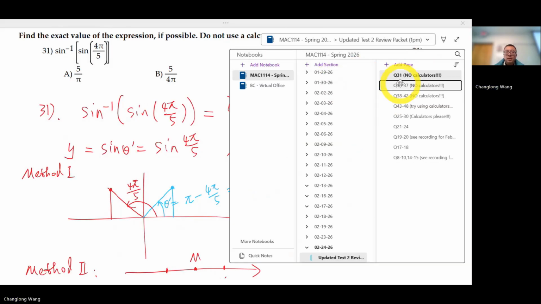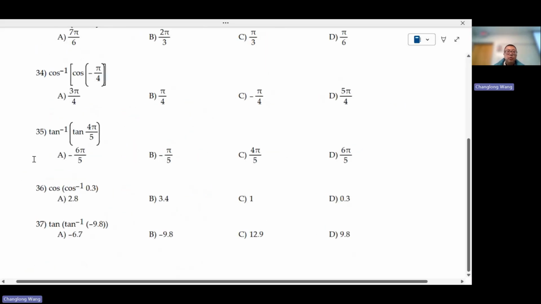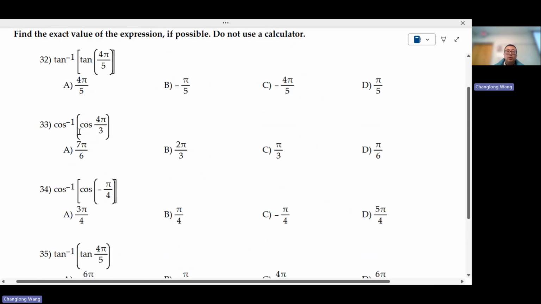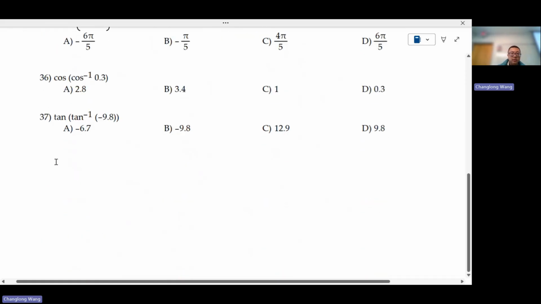Now, guys, let's try a few more so you can see some subtlety, right? Especially what happens if you have the cosine and cosine inverse or tangent inverse. So let me first do 33. Cosine inverse cosine 4 pi over 3. All right, let me put it down here.